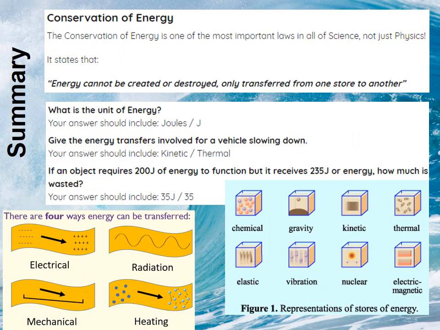I'm just going to leave you with a summary. As well as this summary, it'd be a good idea to make sure that you've recorded the different types of stores of energy, and try and remember them. Make yourself a mnemonic to remember them. So we've got the law of conservation of energy at the top. We've got a couple of basic straightforward questions in the middle. We've got the 4 ways energy can be transferred on the bottom left, and we've got the 8 energy stores there on the bottom right.